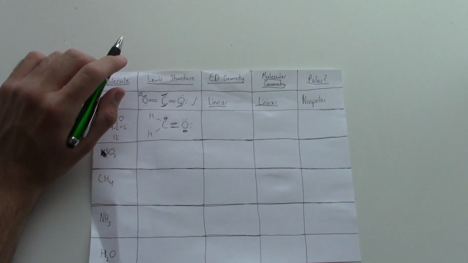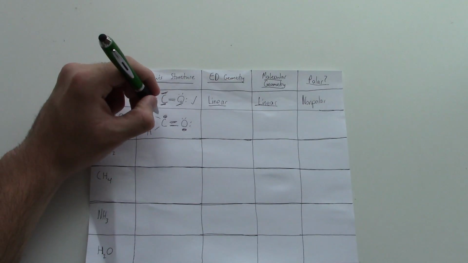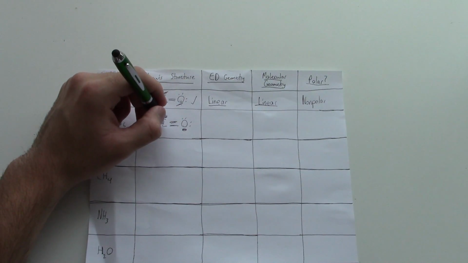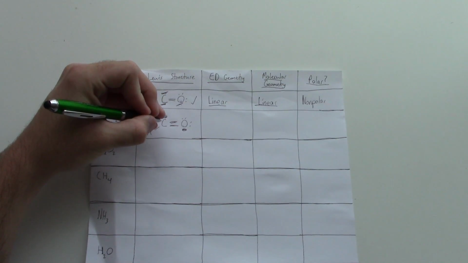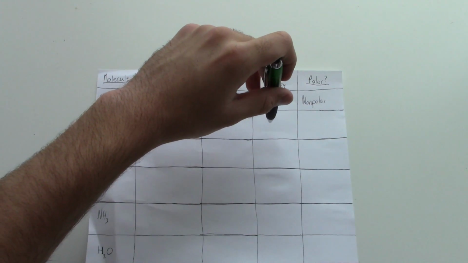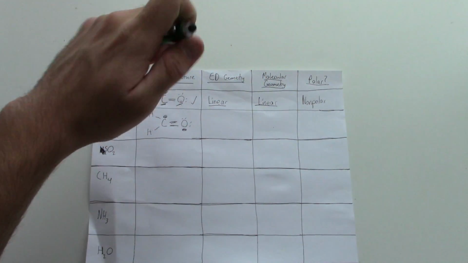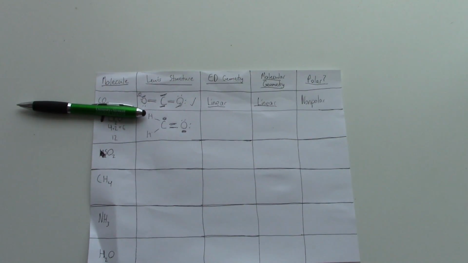So let's look at the electron domain geometry of formaldehyde. There are 3 different groups around our central atom, and there are 3 atoms around our central atom. But the fact that there are 3 atoms would help us solve this question, not this. So if I were to look at this molecule in 3D space, it would look like this.